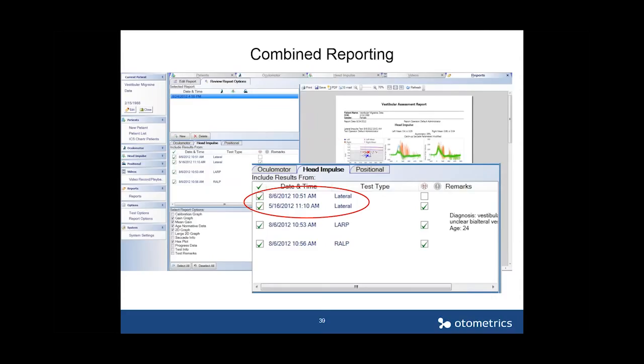The other nice thing is the combined reporting. You can choose, if you want to show data from the first time they came in to the second time and show improvement, to include all of these test sessions in your report. This is an example of head impulse, and you would choose to include both of those laterals in the report if there was change.